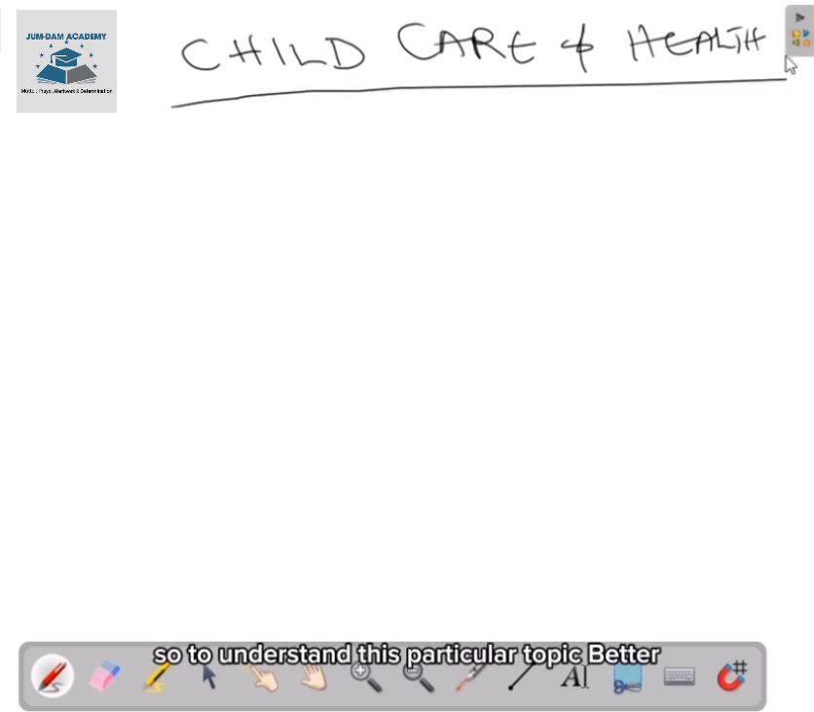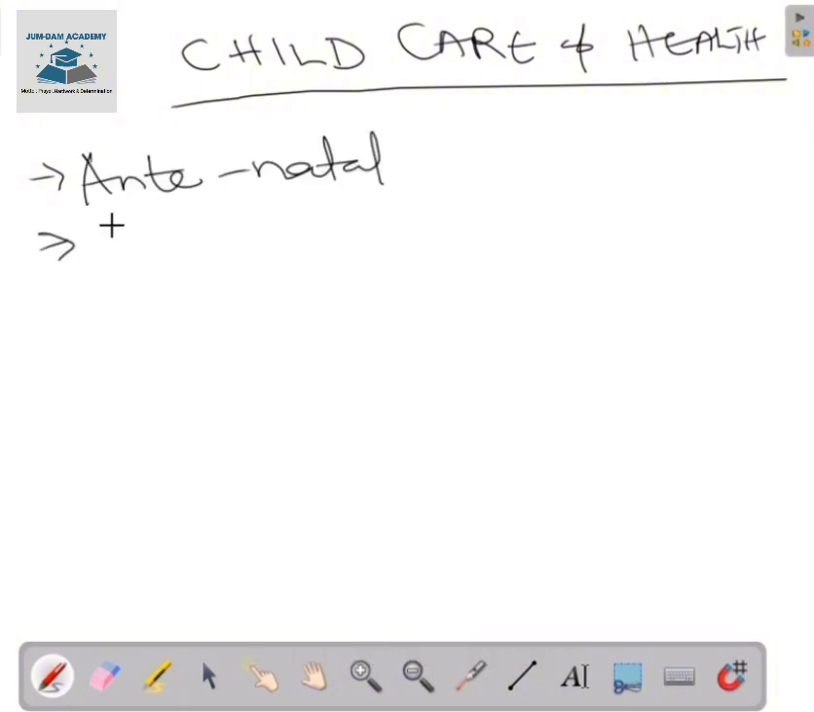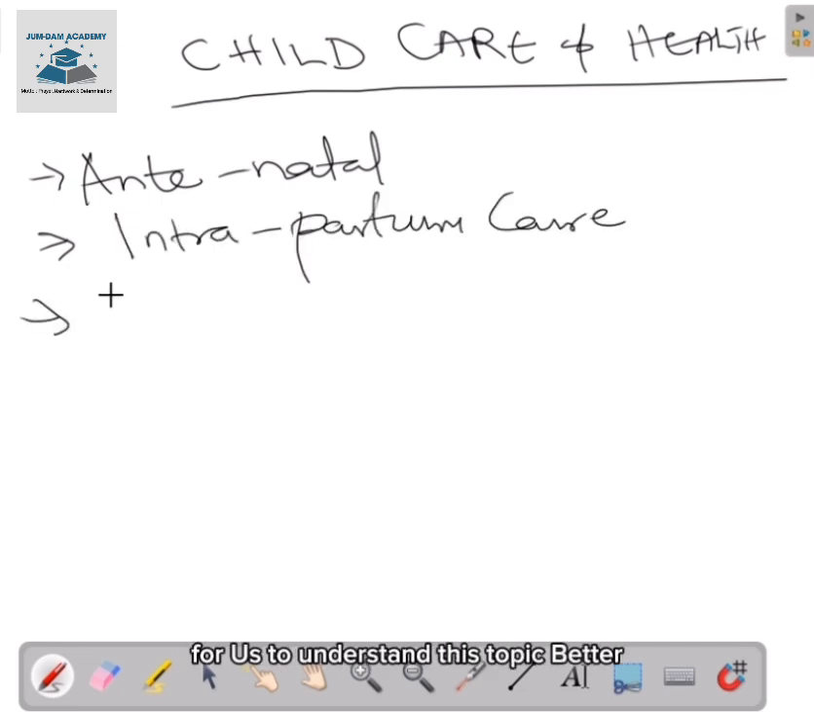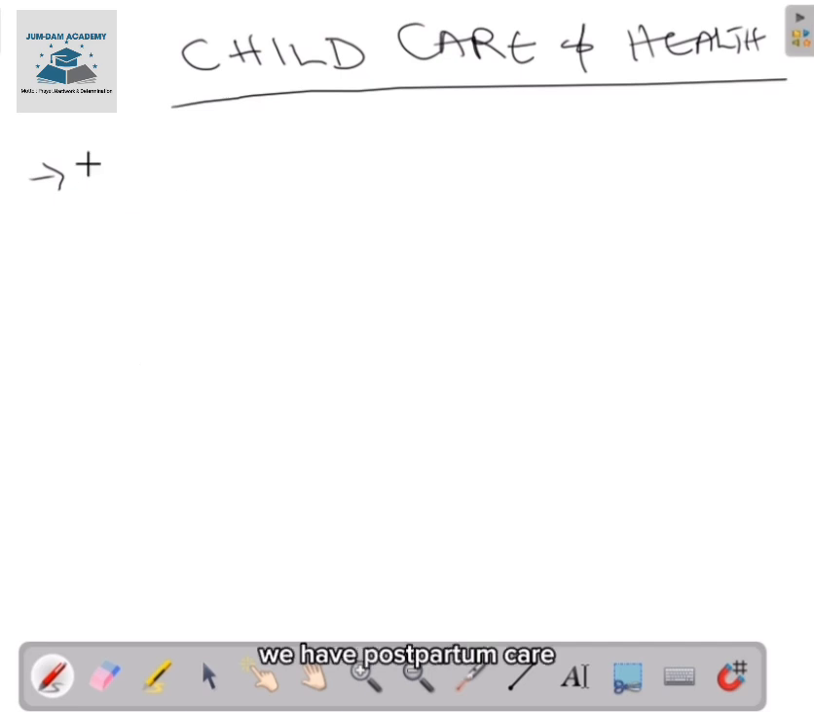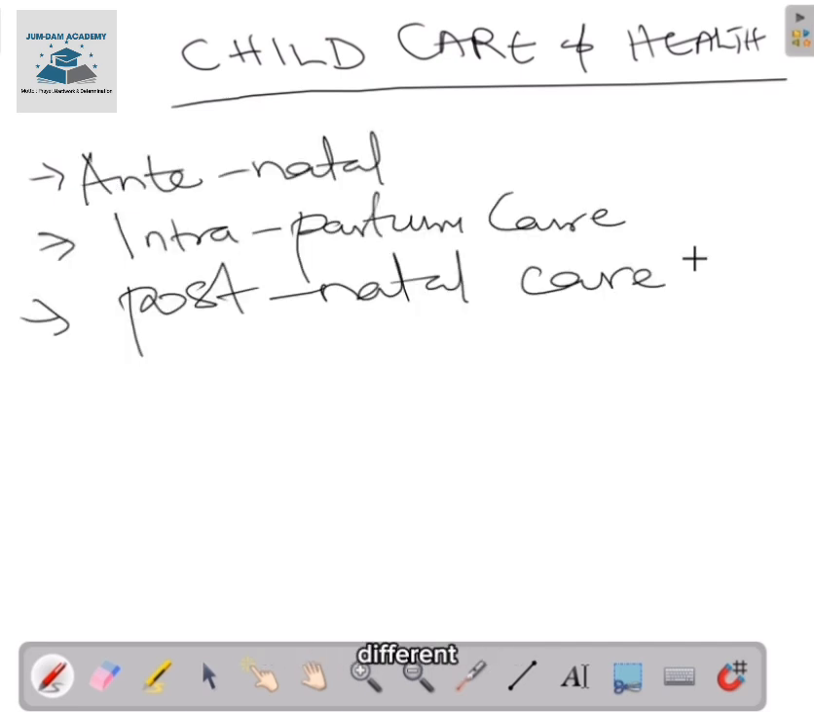To understand this topic better, we'll be dividing it into three segments, three periods of care. We have the antenatal care, we have the intrapartum care. So these are the divisions for us to understand this topic better. And lastly, we have postnatal care. These are the three different categories that we are going to be talking about. We're going to start with antenatal care.